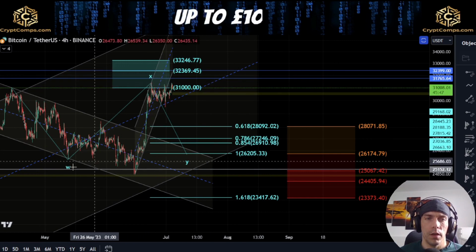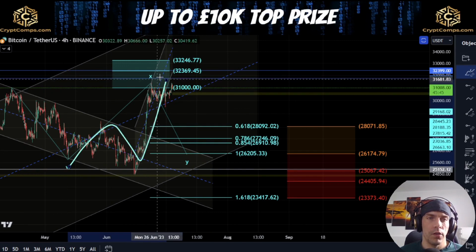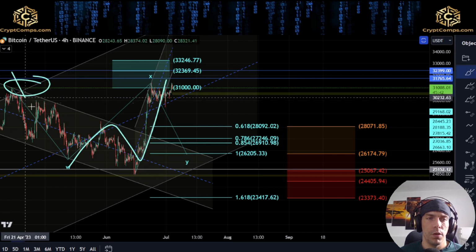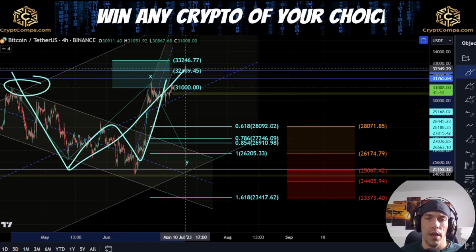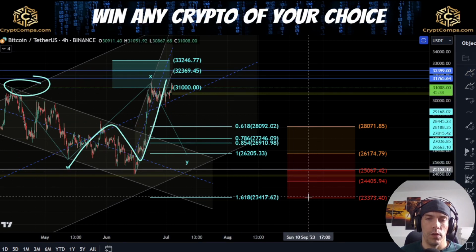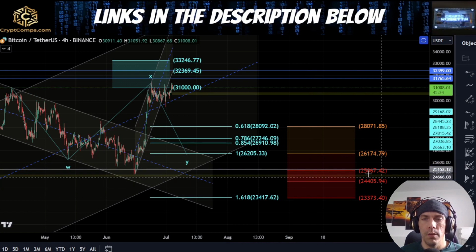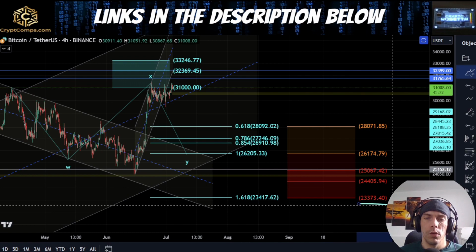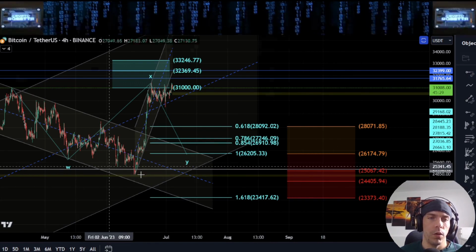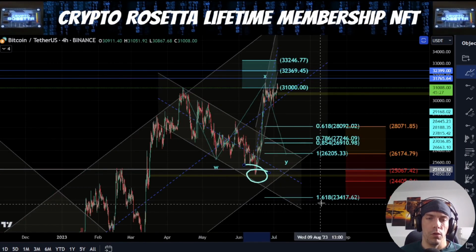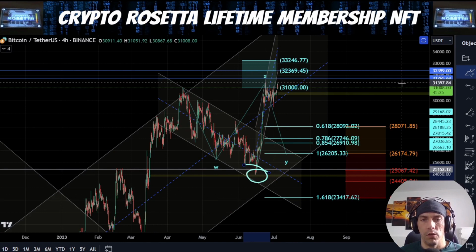Alternatively, if we are looking at this as ABC, and this has come back above this origin, we need to be open to the idea that this all could be A, B, and then we see a bigger C wave to the downside. Still looking for this potential of coming down towards this 25,067 to this 23,373 level, looking to sweep these lows here before potentially looking to continue up.